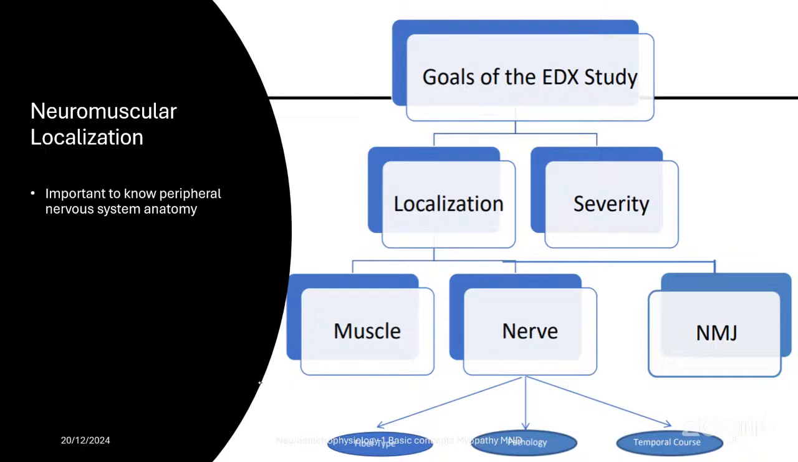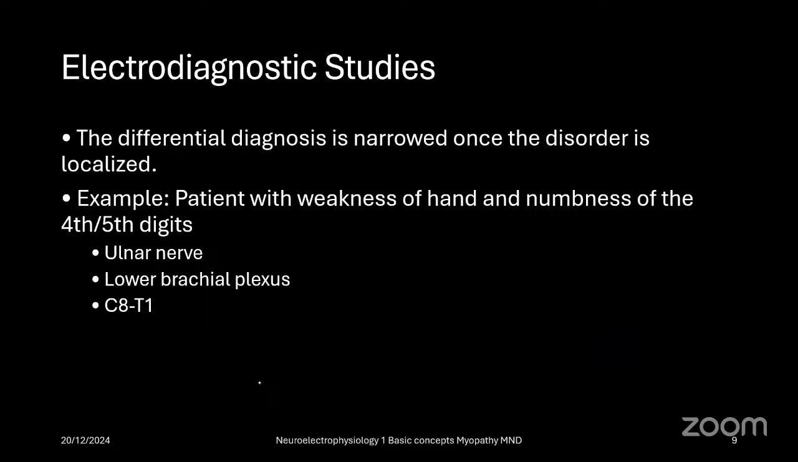The localization means where is the problem? Is it the muscle, the nerve, or the neuromuscular junction? And in the nerve, you have to see what type of nerve problem we are encountering. Is it axonal neuropathy, demyelinating neuropathy, like that? So the differential diagnosis is narrowed down once the disorder is localized. And we'll take an example, an example of the ulnar nerve.